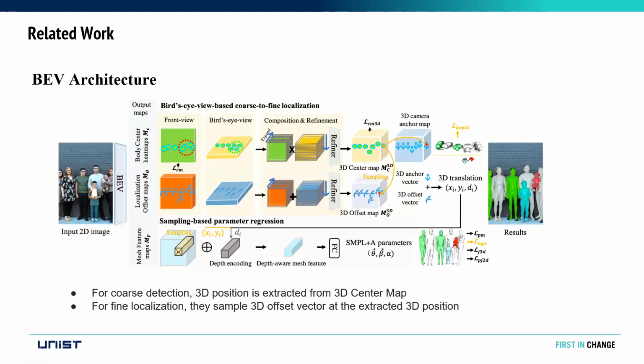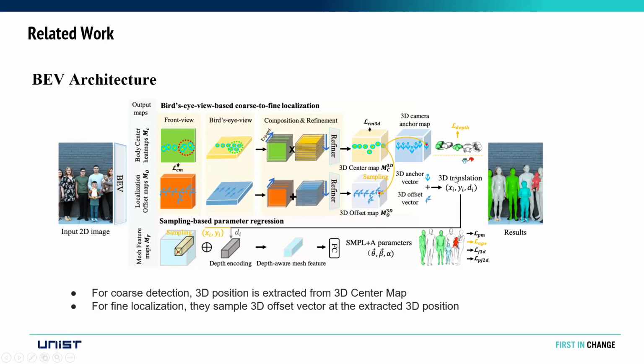Here is the architecture of BEV. Looking at the architecture, given an input image with multiple people, BEV outputs five maps. For the coarse detection, it uses four maps of the front view and bird's-eye view, and then they expand those four maps in terms of depth and height and combine them together to create a 3D center map and a 3D offset map. For the coarse detection, it extracts the 3D position from the 3D center map. For the fine localization, it extracts the 3D offset vector from the 3D offset map at that extracted position. Combining these two vectors together, they create a new 3D translation.